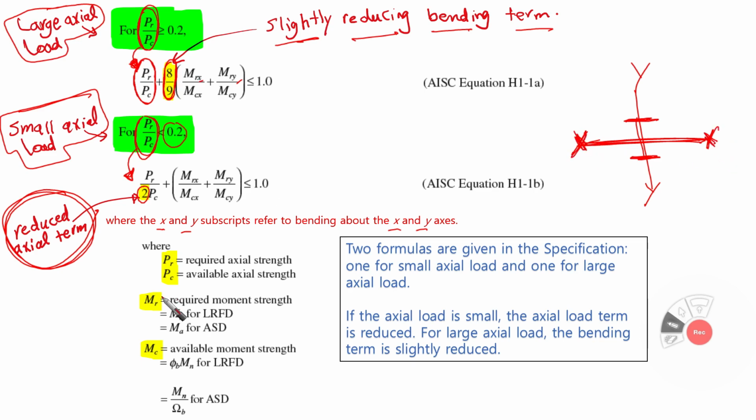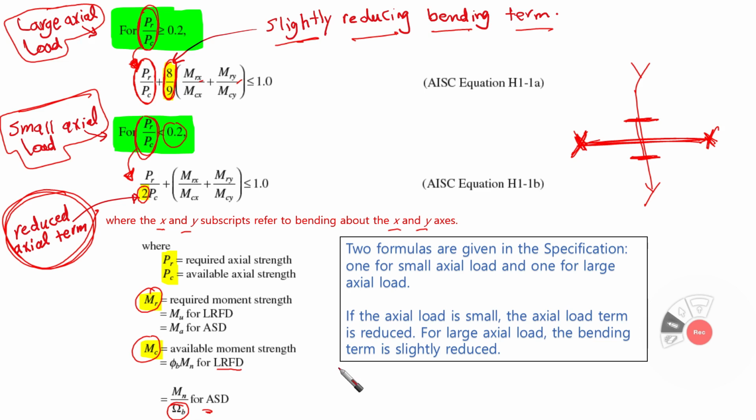Okay, and we mentioned this PR and PC before. PR is the required axial strength. PC is the available axial strength. MR is the required moment strength, as we said, M ultimate or MA based on LRFD or ASD. And MC is the available moment strength, after using the resistance factor, phi b times Mn for LRFD, and Mn over the safety factor omega b for ASD.